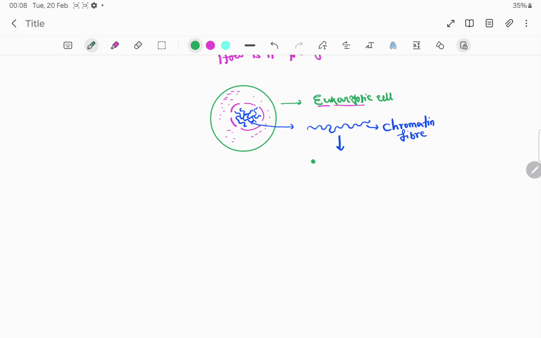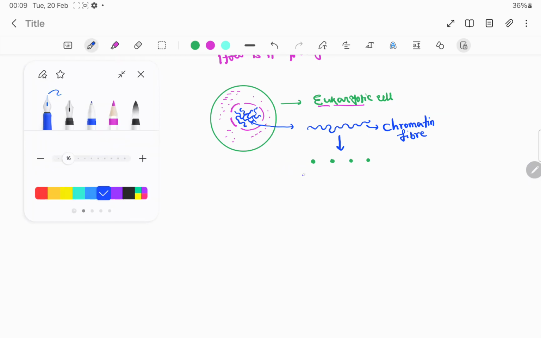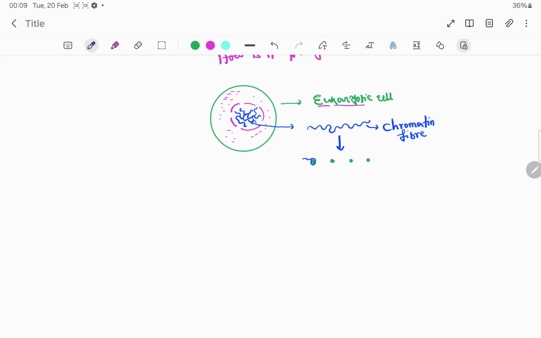Now this chromatin fiber actually looks like this. If you examine this chromatin fiber very minutely, you can see these threads, it actually looks like this. This is the thread-like structure.